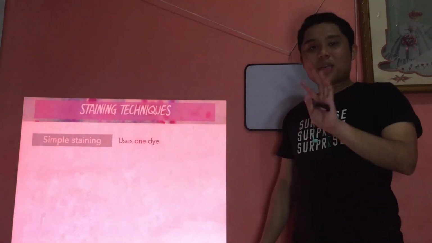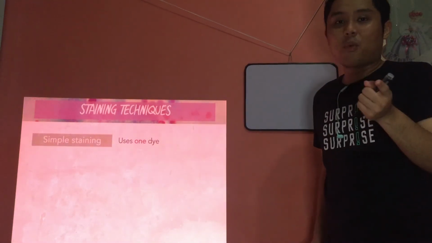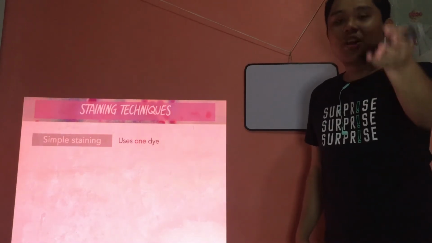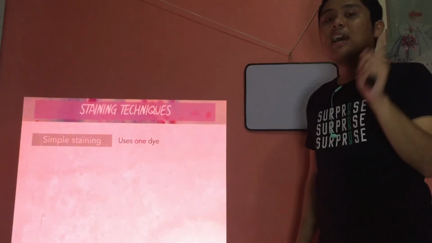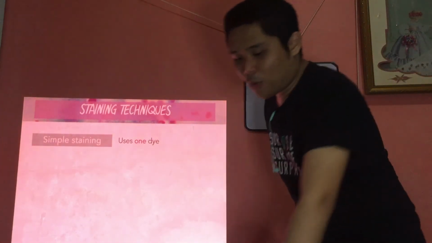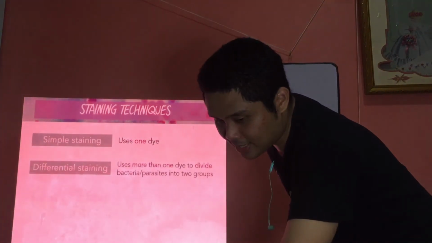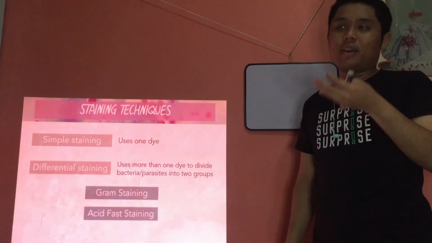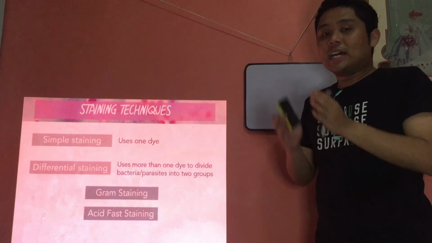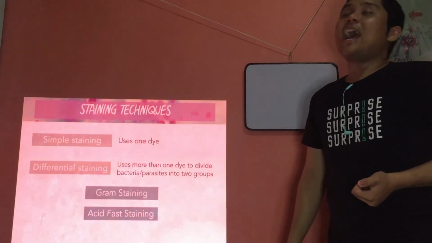Now there are different methods of staining. First is simple staining, which only uses one dye, like malachite green or iodine. That's simple staining because it only uses one stain. In contrast, we have differential staining, which uses two or more dyes to differentiate, to divide the organisms into two groups. Good examples are gram staining and acid-fast staining.